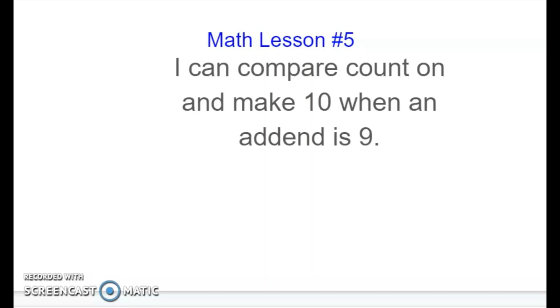For today's lesson, we are reviewing two strategies that we have already learned. Our job today reads, I can compare, count on, and make 10 when an addend is 9. Alright, let's go straight into our warm-up.